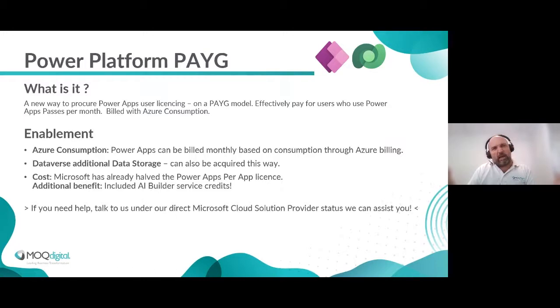A couple of other things added under the hood. One of the challenges we have is making sure we get enough space procured inside of Dataverse. This is where data gets stored for the Dynamics and the Power App platform. So additional storage can also now be aligned to this consumption-based model. If you need help with understanding all of this, because there is a 170-page licensing document on the Power Platform, we're happy to help you work through what's best for your organization.